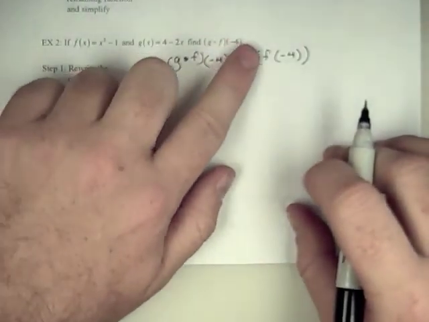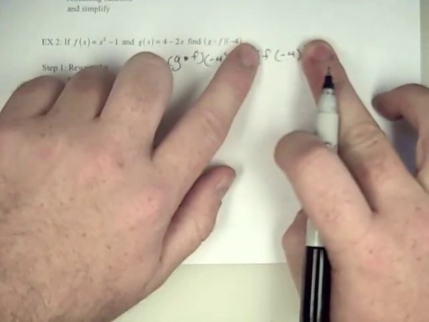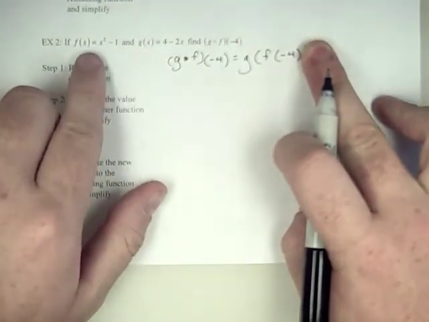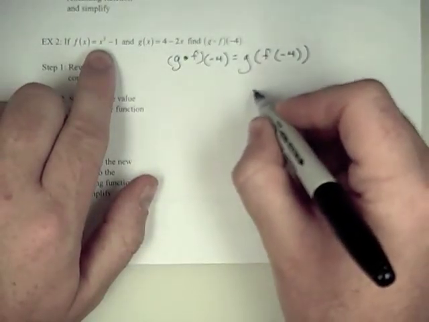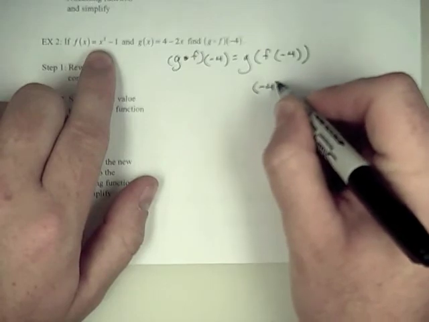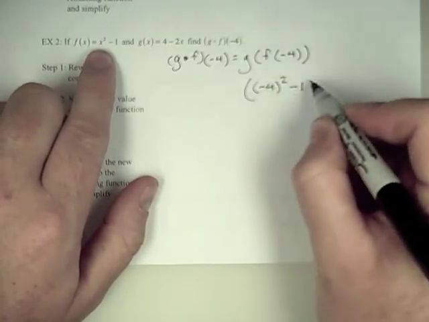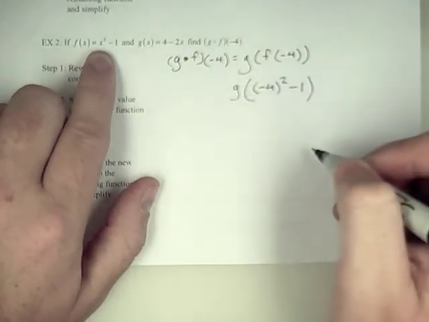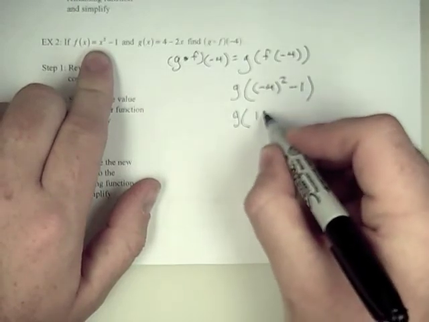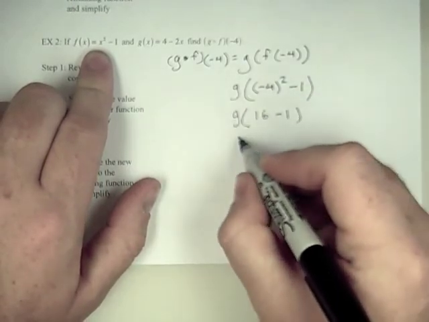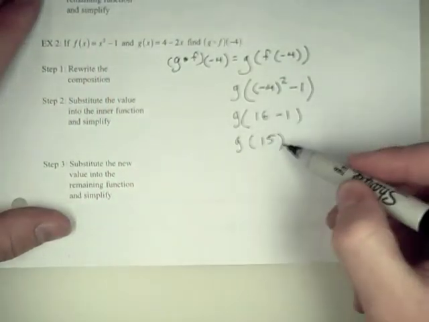Now put on your blinders. All you should see on the inside is f of negative 4. You can do that. Find function f, that's right here, and plug in negative 4. So negative 4 squared minus 1. But that's still inside the g. We can simplify that. Negative 4 squared is 16 minus 1, and 16 minus 1 is 15. Now I have g of 15.